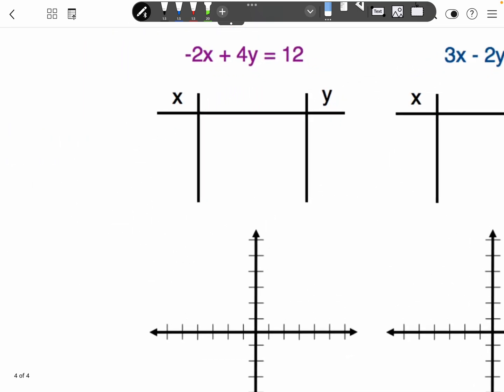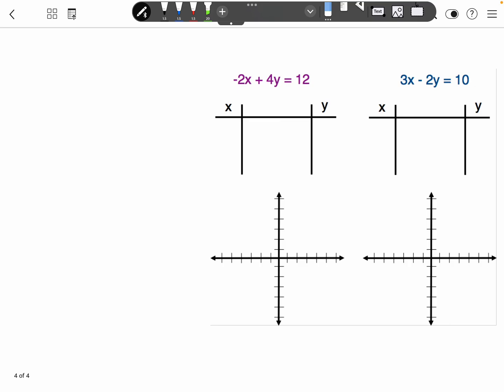This one's here at the end. So again, what I need to do first, if we notice that y isn't by itself, like on both of these, is solve for y. So I'm just going to do them both over here on the side, where I have more room. So to get y by itself, we're going to do plus 2x. 4y equals 2x plus 12. And then we divide by 4.